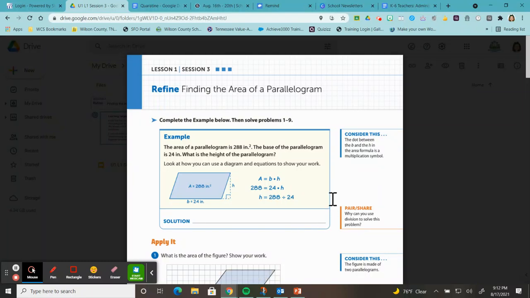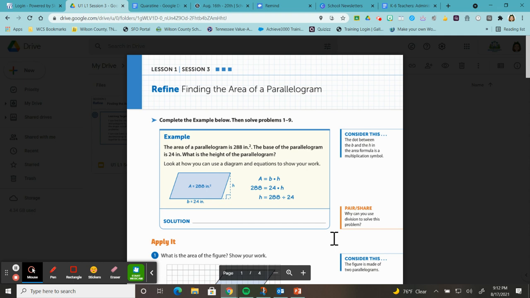Welcome to session 3 of lesson 1. In this lesson, you will be applying all of your knowledge for finding the area of a parallelogram to some practice problems. So you will be working in stations today if you are in person, and if you are working remotely, then you will take this time to go to the stations in Schoology and work on those.